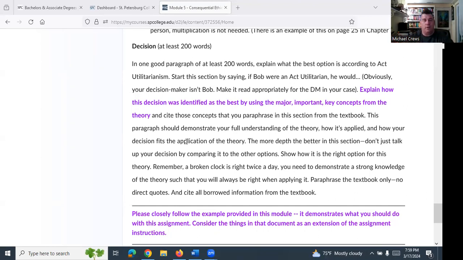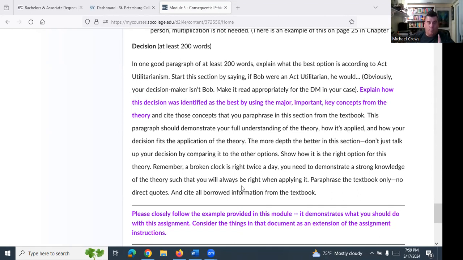So what you need to do is show a firm understanding of the theory and how it's applied in relation to how you've come up with the option that you came up with. And it says here, the more depth, the better in this section. Don't just talk up your decision by comparing it to other options. Show how it is the right one for the theory.